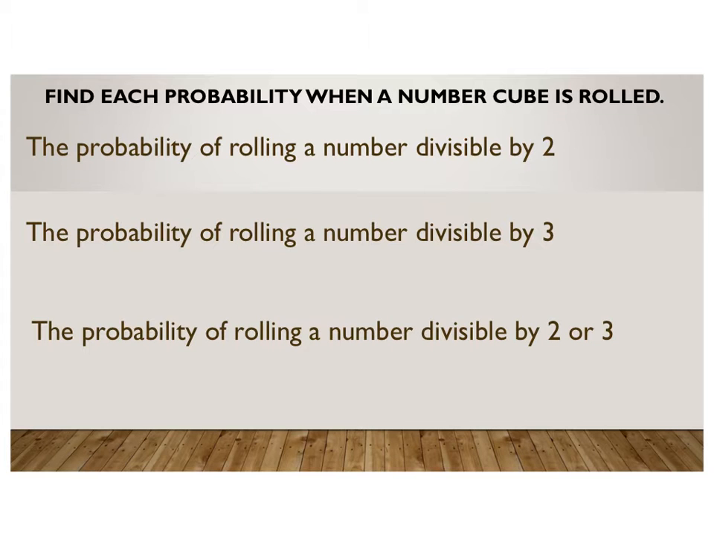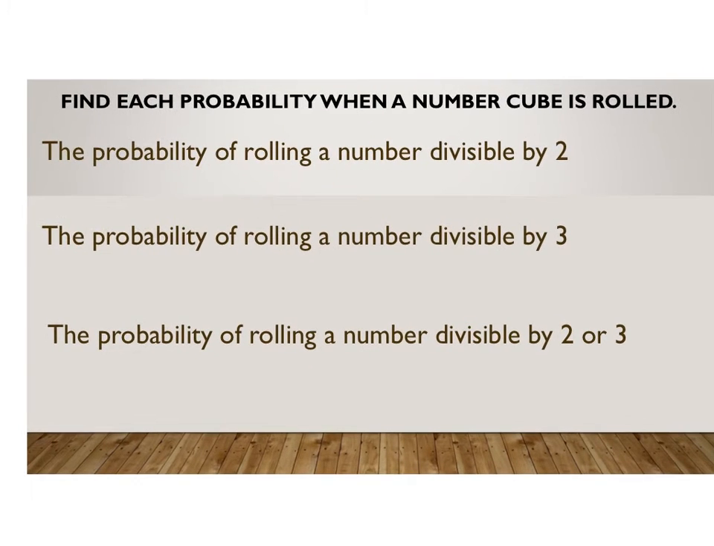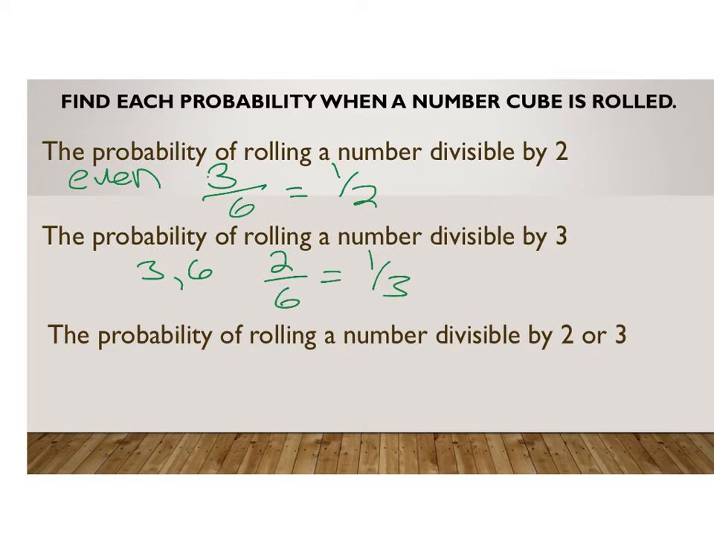All right, so find each probability when a number cube is rolled. The probability of rolling a number divisible by 2. Okay, so what do we have? How many even numbers are there? So we have 3 even numbers, right? 2, 4, 6. Out of a total of 6, so I have a 1/2 probability. Probability of rolling a number divisible by 3. What's divisible by 3 is 3 and 6, so we have 2 over 6, or 1/3 probability.